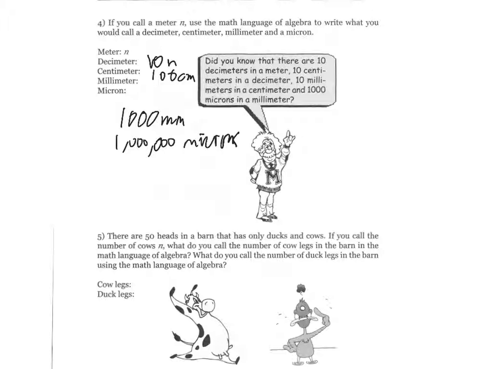So each meter, if a meter is n, then a decimeter would be 1/10 of n. A centimeter would be 100th of n. Millimeter would be 1,000th of n. And a micron would be 1,000,000th of n.